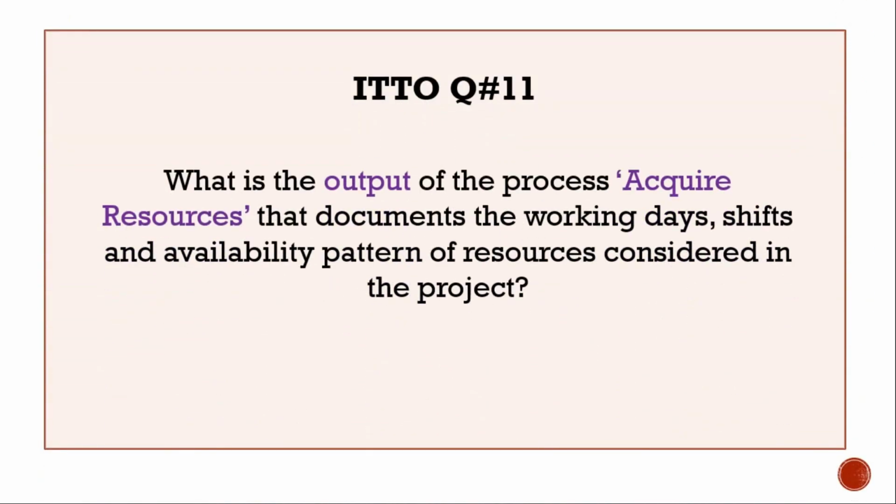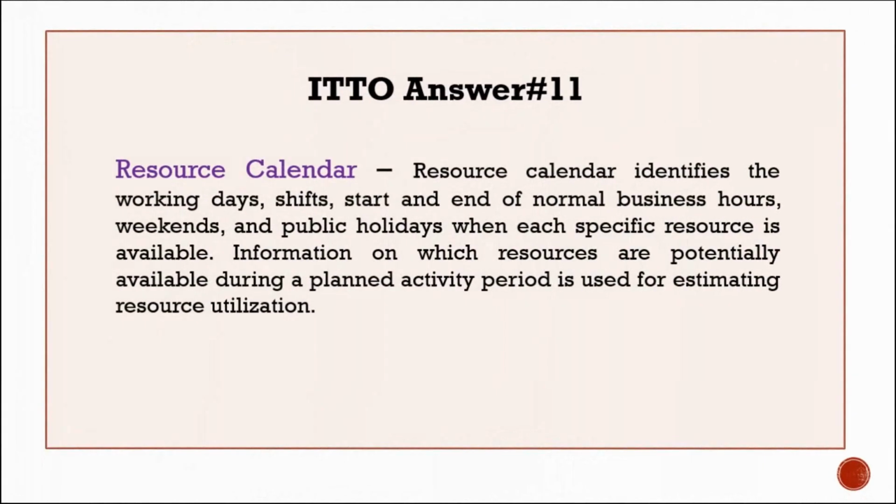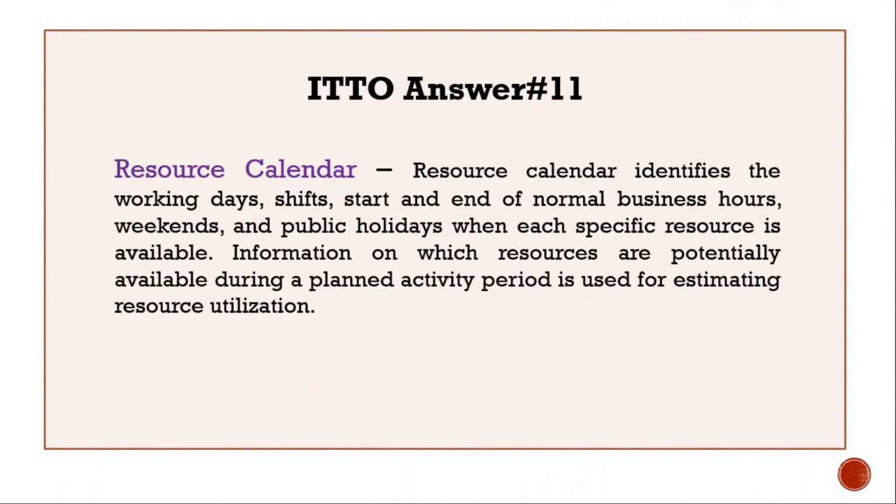ITTO question number 11. What is the output of the process acquire resources that documents the working days, shifts, and availability pattern of resources considered in the project? Answer: resource calendar. Resource calendar identifies the working days, shifts, start and end of normal business hours, weekends and public holidays when each specific resource is available. Information on which resources are potentially available during a planned activity period is used for estimating resource utilization.